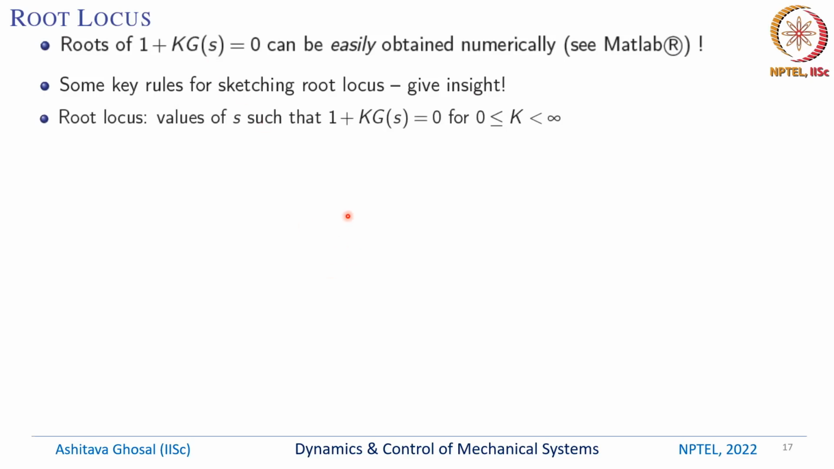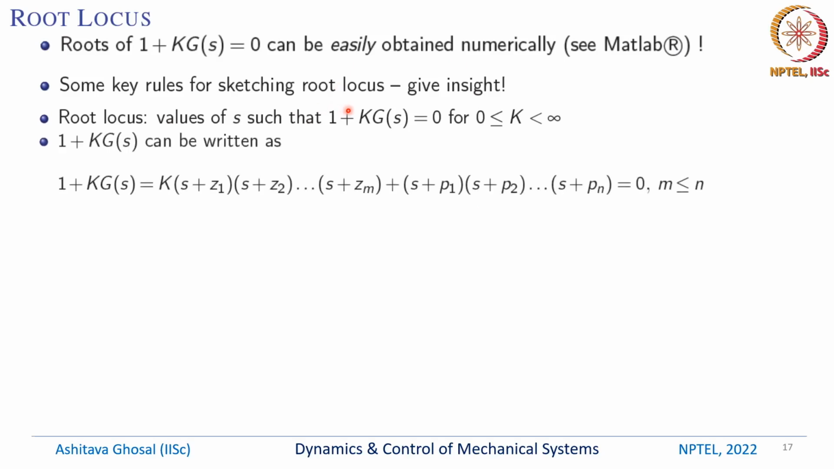So what is root locus? Let's summarize. We want to find values of s such that 1 plus K into G(s) equal to 0 for 0 less than or equal to K less than infinity. Okay, as I increase or change this value K, which is, remember, Kp into K1. So in some sense, as you increase the controller gain, what happens to the roots of the denominator polynomial?